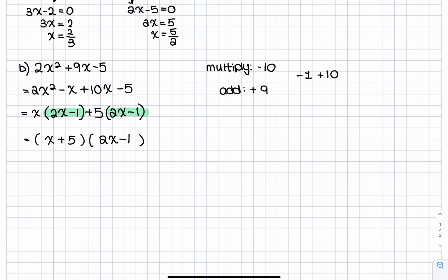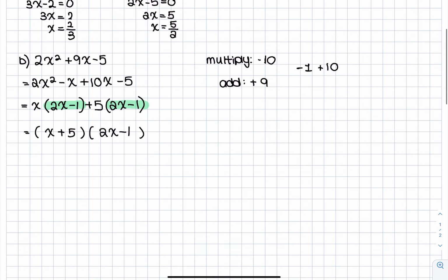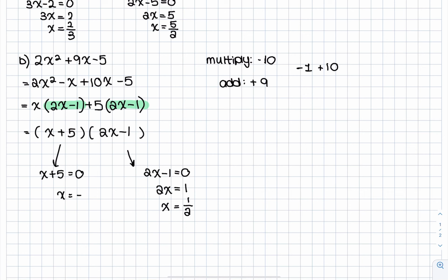Then if we need to solve for the zeros or the roots, we will set each bracket equal to 0. So we have 2x minus 1 equals 0. We bring that negative 1 over, so we have 2x equals 1, and x equals a half. And then over here, we have x plus 5 equals 0. Bring that 5 over, we'll have x equals negative 5. So that's an overview of how to do complex trinomials or decomposition.